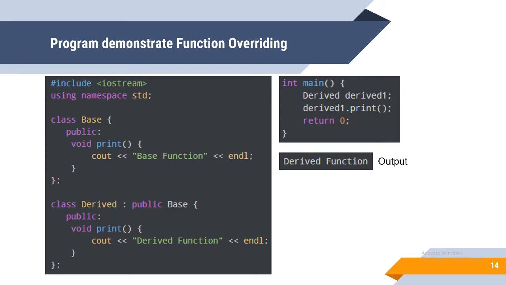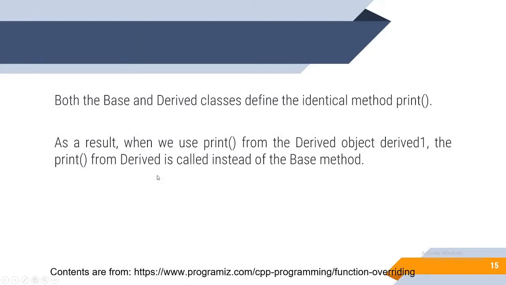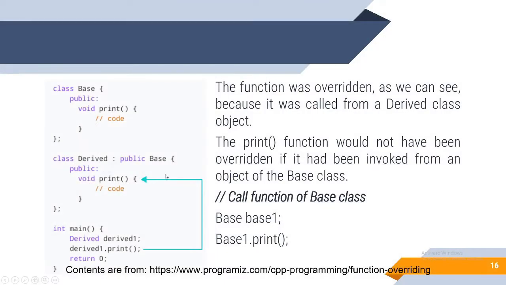Okay, so let me skip this one here. The function was overridden, as we can see, because it was called from a derived class object. The base class was overridden because, as you can see, we use the derived class to create the object in order to call the member function. So that's the main reason why the base class is being overridden, since the two member functions have the same name.